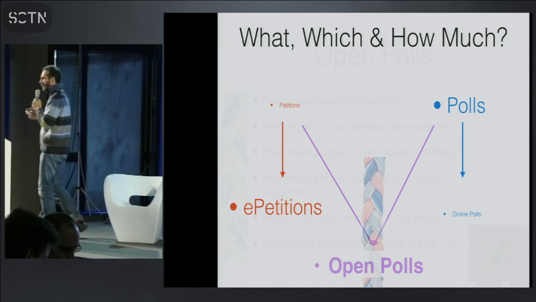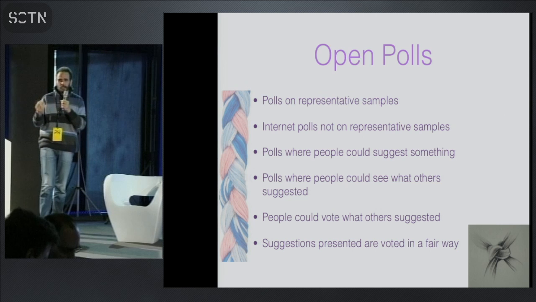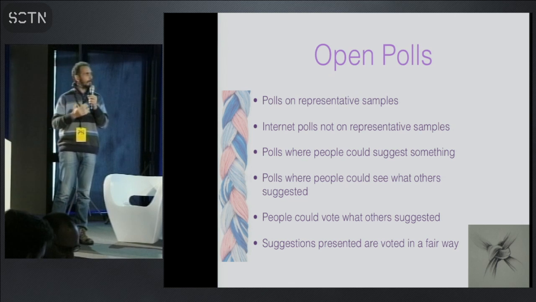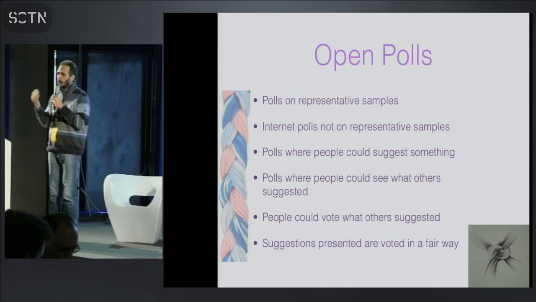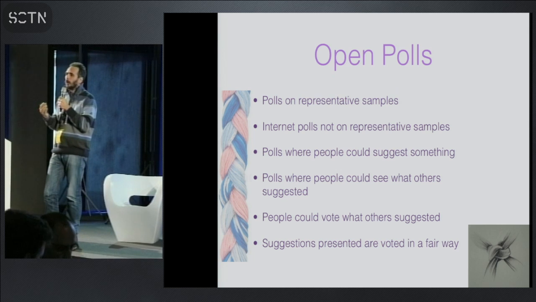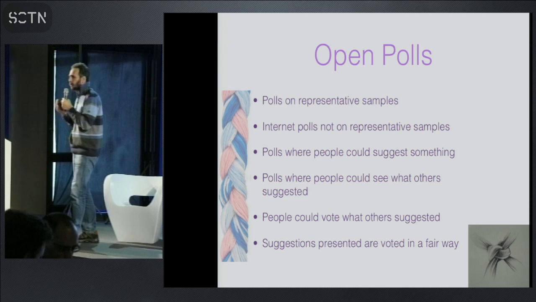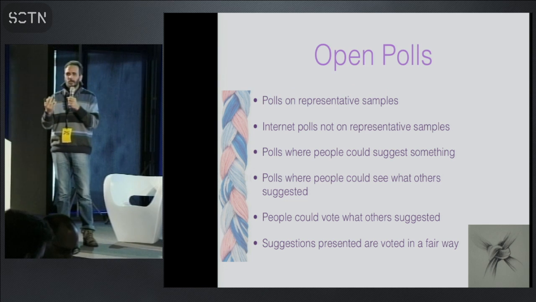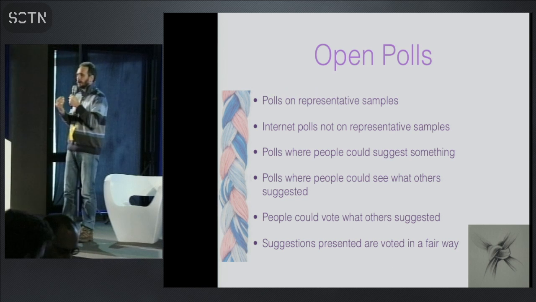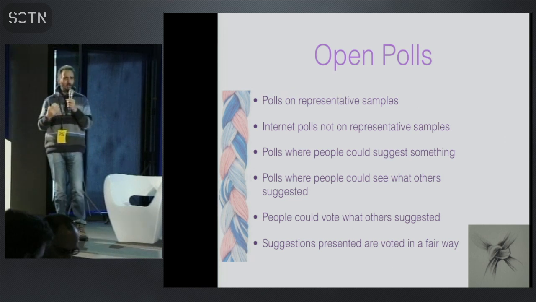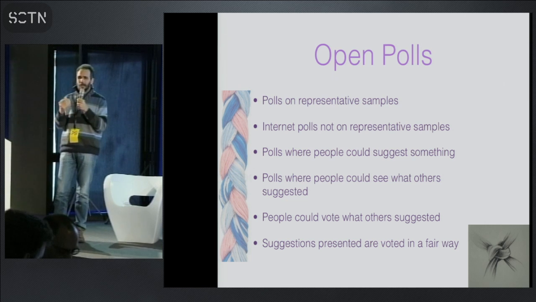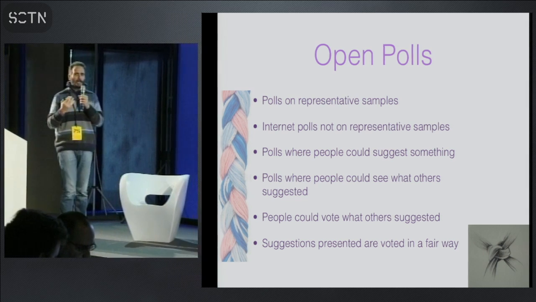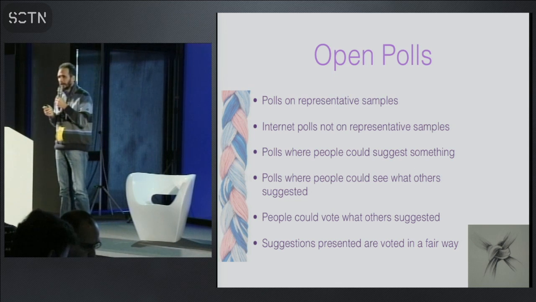Now, open polls by themselves went through various stages. At the beginning, people could just suggest something, and they could see what other people have suggested, and then they could vote on what other people have suggested. But still, we were not in a place which was good enough, because proposals that were presented later would have a handicap with respect to the ones that were presented before. So now a new kind of poll started to emerge, where proposals are voted, but they are voted in a fair way.